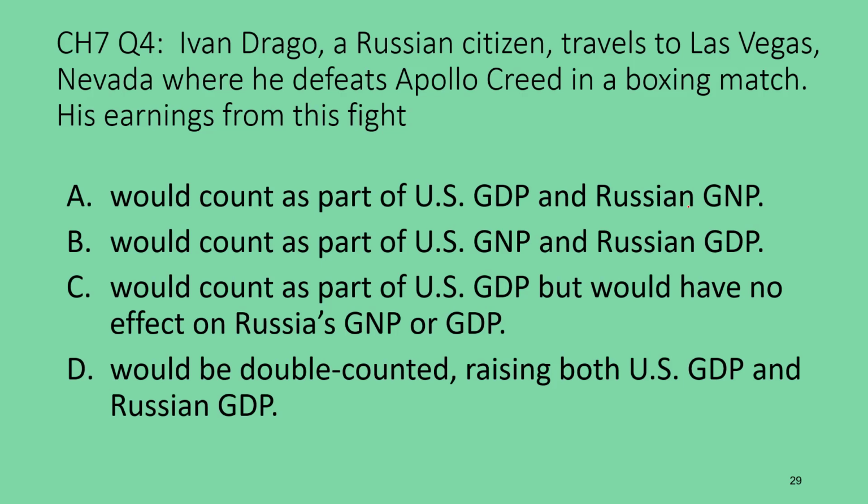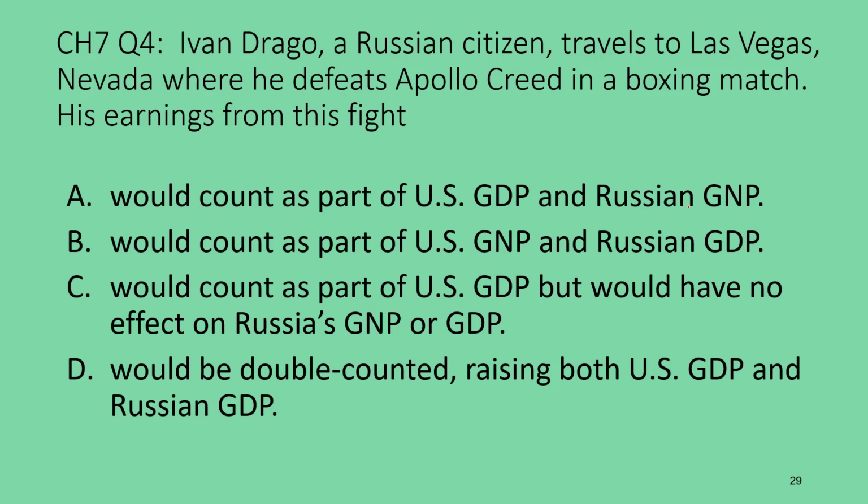Is it B, count as part of US GNP and Russian GDP? Is it C, would count as part of US GDP but would have no effect on Russia, either their GNP or their GDP? Or is it D, would be double counted, raising both US GDP and Russian GDP?